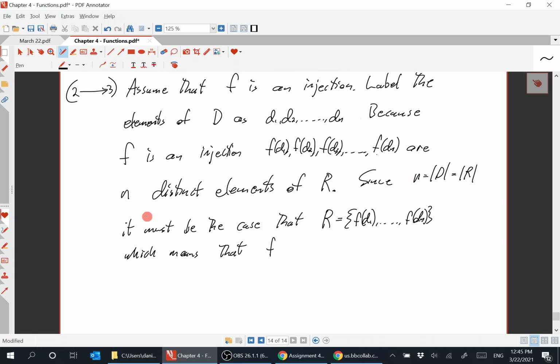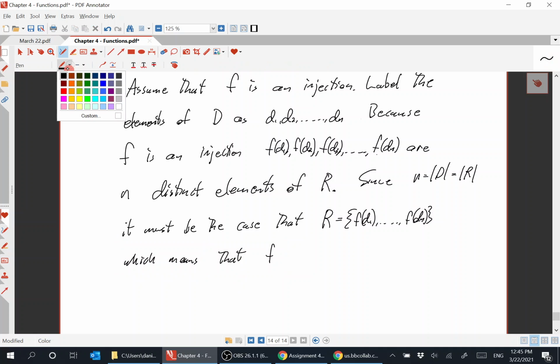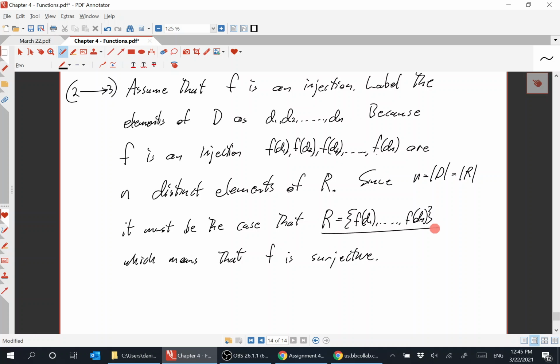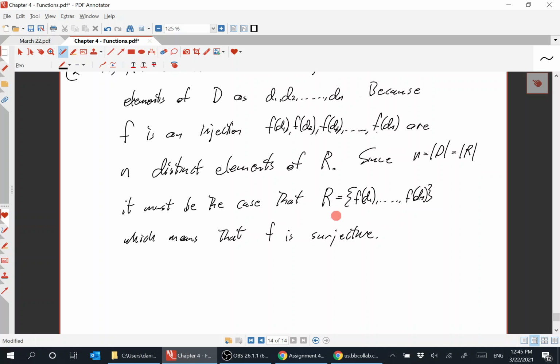F is what? Surjective. There's n elements in the range. Here they are. So the range is that. Okay, and everything in the range is F of something in the domain. That by definition is surjective. All right, 3 implies 1.